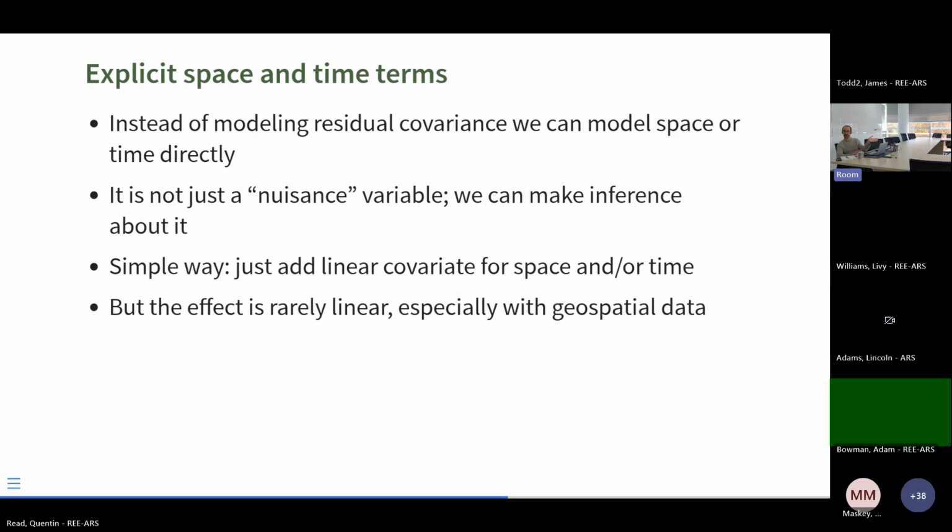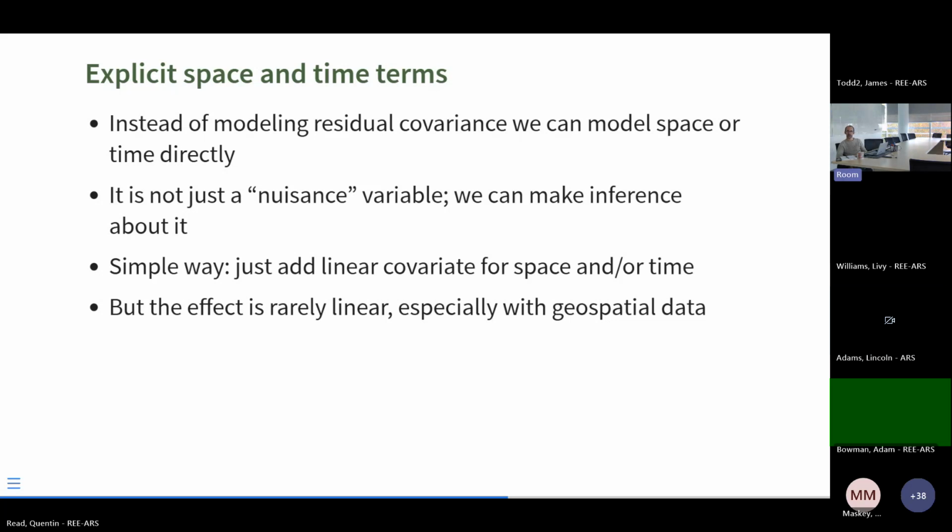So I mentioned this earlier, but there's two ways to deal with the variation in space and time. One is to put it in the residuals, which we've shown how to do with time. The other is to actually put it in the model itself as an effect. And while time correlation in the cow example was kind of a nuisance, the space one, we could actually make inference about patterns over space and time if we put it explicitly in the model.